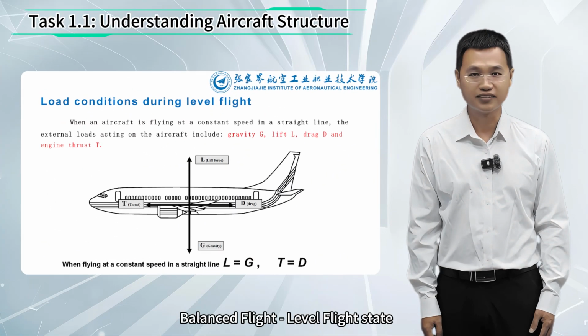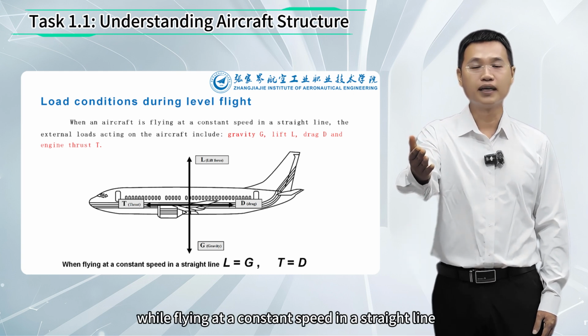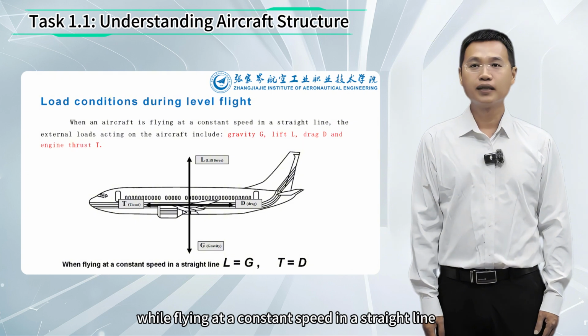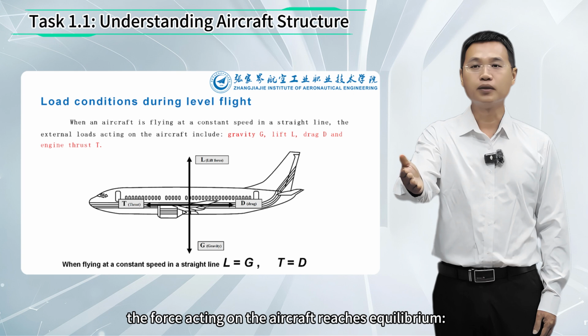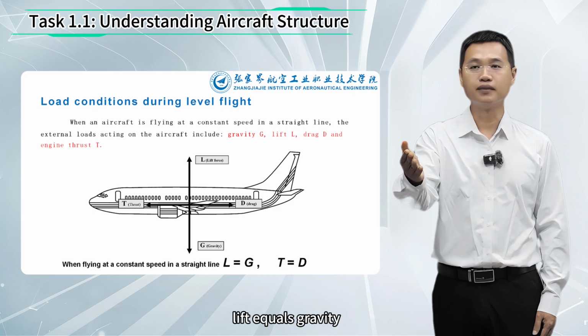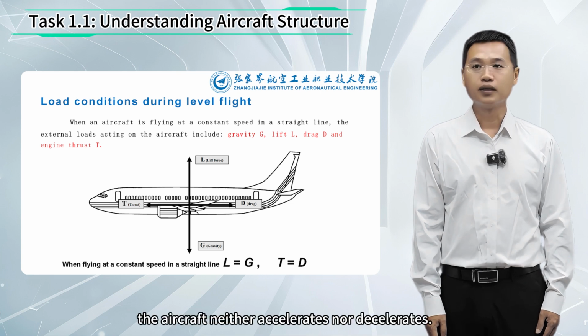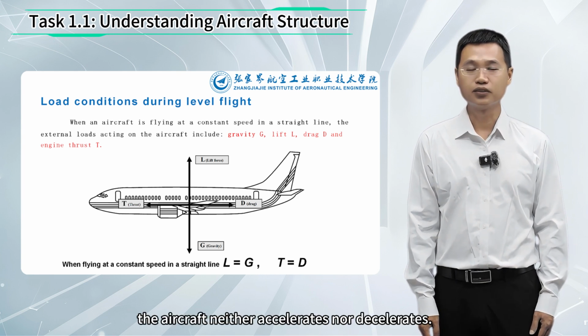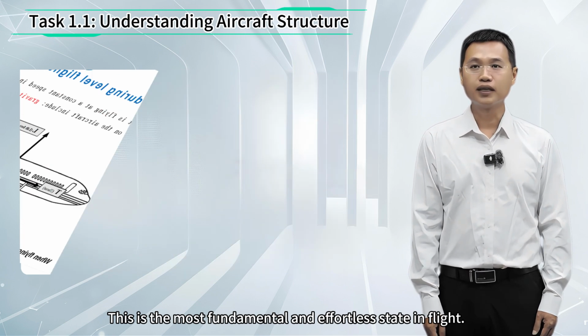Balanced flight, the level flight state. When the aircraft is in a state of equilibrium, flying at a constant speed in a straight line, the forces acting on the aircraft reach equilibrium. Lift equals gravity. The plane neither ascends nor descends. Thrust equals drag. The aircraft neither accelerates nor decelerates. This is the most fundamental and effortless state in flight.